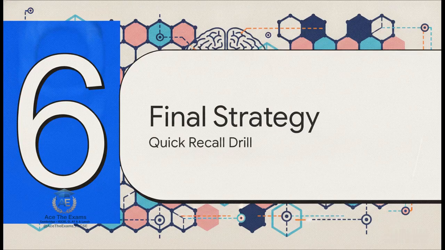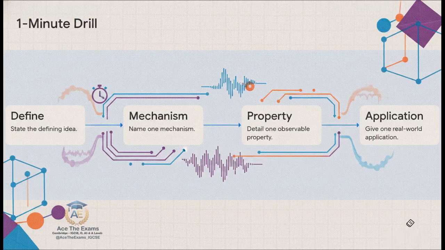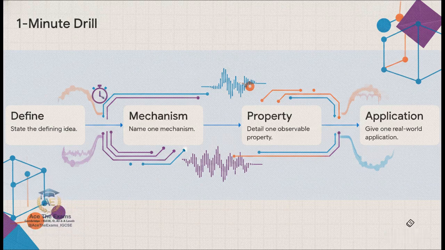Which brings us to Section 6, Final Strategy and Quick Recall. Listen, you need to be able to reduce this entire macro topic into trigger statements that you can retrieve instantly under high stress. This is your 1-minute drill. In less than 60 seconds for absolutely any solid-state topic, you must be able to do 4 things. 1. State the defining idea.